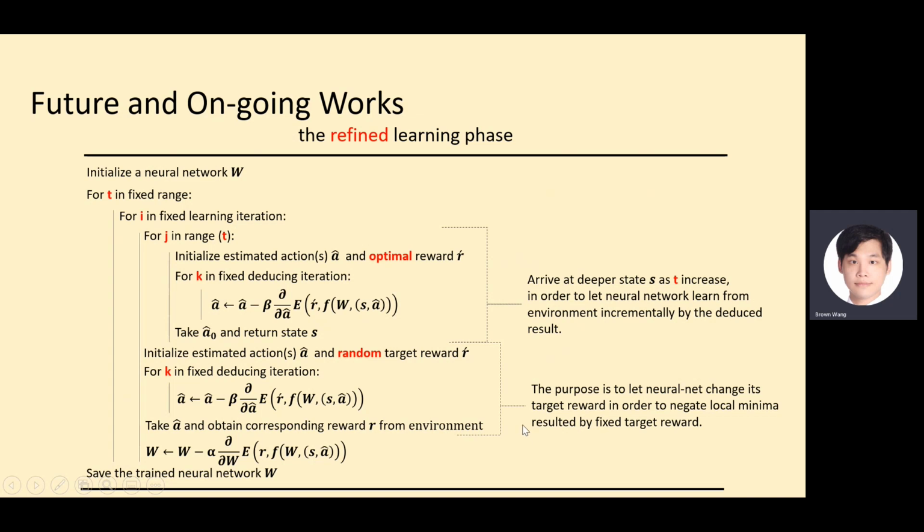However, this scenario has one pitfall. As we can see, as time t goes by, the time required to deduce to a certain deeper state will be even longer. As a result, in each learning iteration, the learning time will be even longer. So this is a problem we need to tackle in the future.